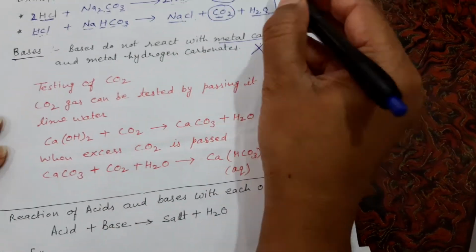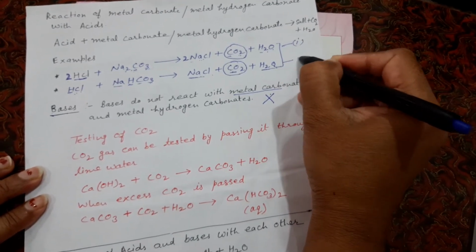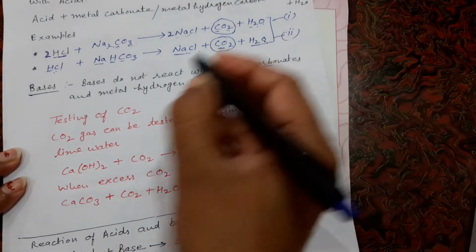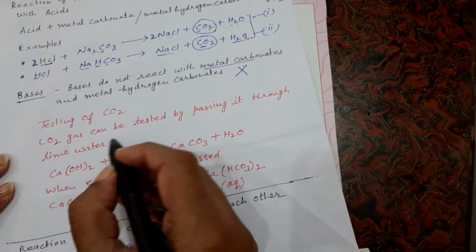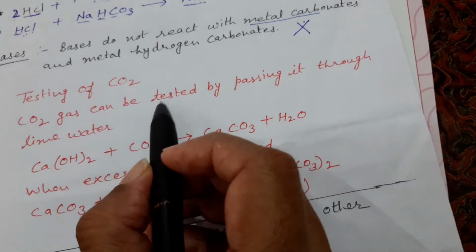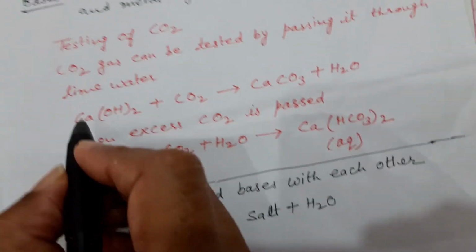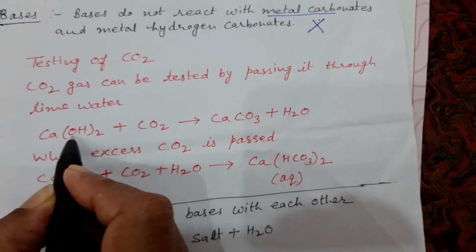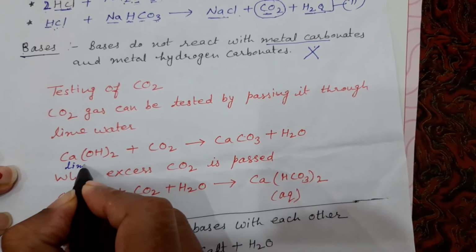Testing of the carbon dioxide, which is released in the first equation and in the second equation. We can prove that this is carbon dioxide by this activity. Carbon dioxide gas can be tested by passing it through lime water. You know, Ca(OH)2, this is the formula of lime water.